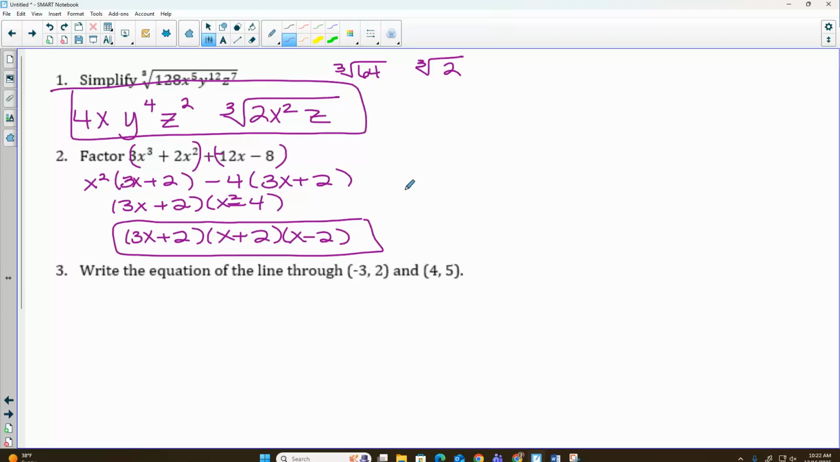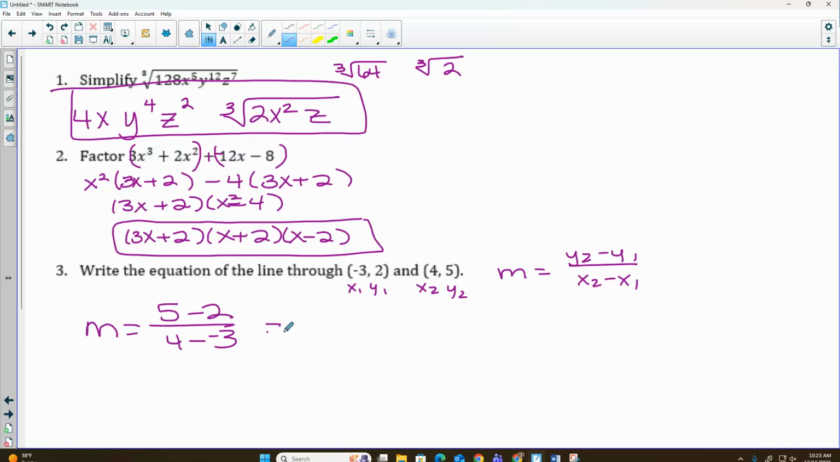Equation of a line. To write the equation of a line, we have to have a point and a slope. We have 2 points. How do we find slope? Good. Remember, this is like x1, y1, x2, y2. So to get your slope, y2 minus y1 over x2 minus x1. So that gives me 3 over 7.